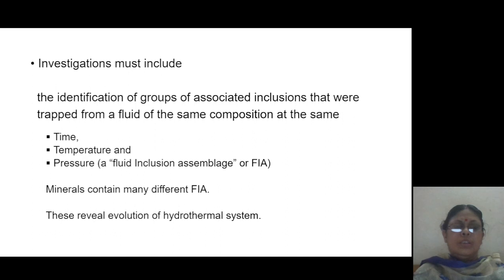This is called a fluid inclusion assemblage, or FIA. What is a fluid inclusion assemblage? A number of varieties of inclusions may be there, and that is called a fluid inclusion assemblage. Minerals contain many different fluid inclusion assemblages, and all these reveal the evolution of the hydrothermal system, how the system has changed through time. That can be understood by identification of groups of associated inclusions.